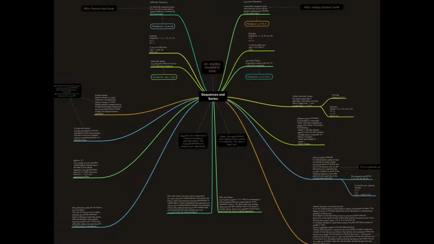This is the sequence and series mind map. It was made to understand better the topic by Andrea.